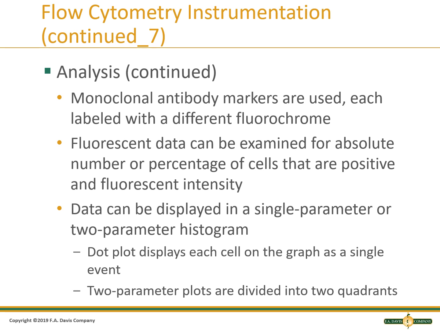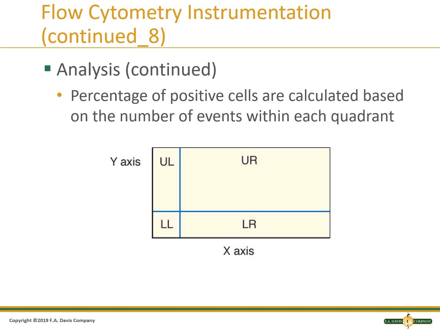The monoclonal antibody markers are used, each labeled with a different fluorochrome. The fluorescent data can be examined for absolute number or percentage of cells that are positive and fluorescent intensity. The data can be displayed in a single parameter or two parameter histogram. There's a dot plot that displays each cell on the graph as a single event, and there's two parameter plots that are divided into four different quadrants. The percentage of positive cells is calculated based on the number of events within each quadrant. So you have the x-axis and your y-axis here.